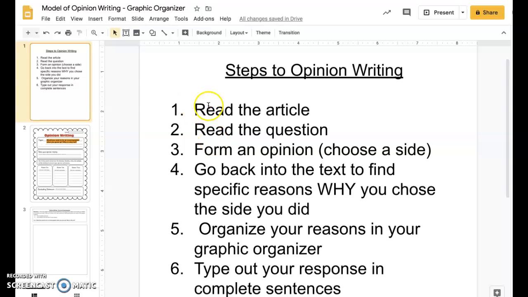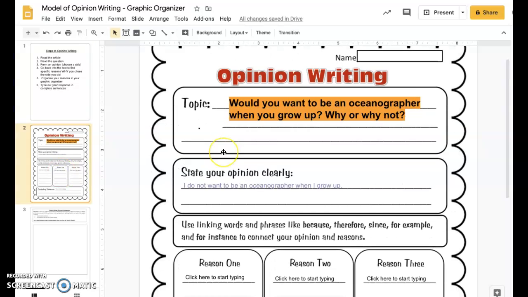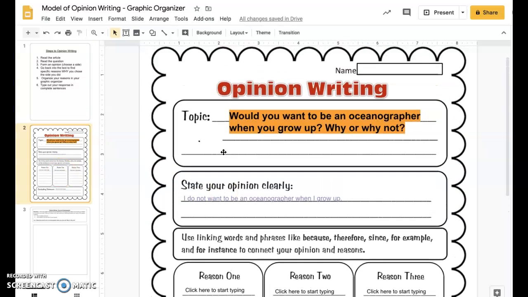So I've read the article, I've read the question. Now I need to form an opinion. I need to choose a side. So, do I want to be an oceanographer when I grow up? Or would I not want to be an oceanographer when I grow up? After reading the article, I decided that I would not want to be an oceanographer when I grow up.